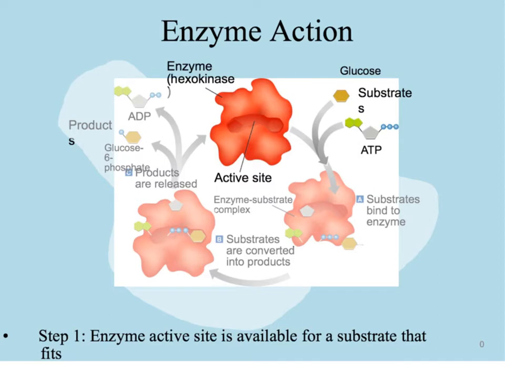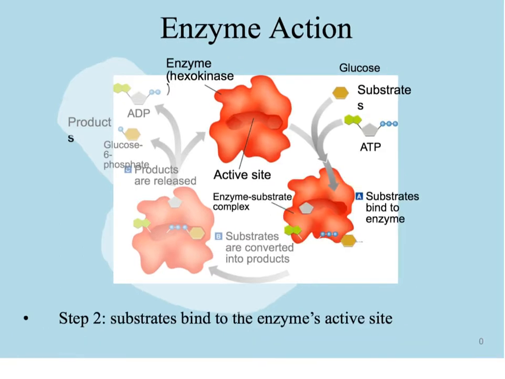For enzyme action, you need to be able to explain how an enzyme works. The first step is that you have an enzyme waiting for a substrate to come along that fits its active site. Once one comes along, it binds to that substrate at the active site. Here's the picture representation. The substrate comes along and fits right here in the active site, and then the enzyme does its magic. If it's a catabolic enzyme, it breaks bonds to create two new products, and if it's an anabolic enzyme, it creates new bonds to create a much larger molecule.